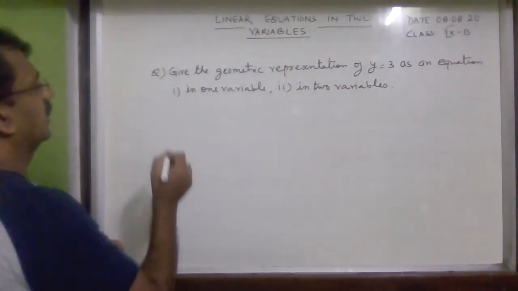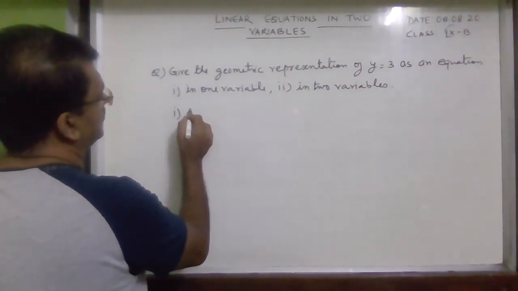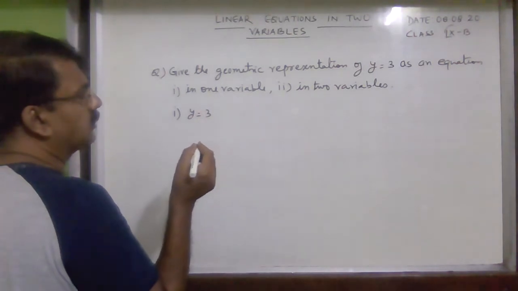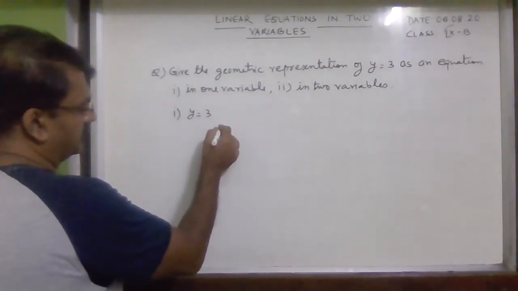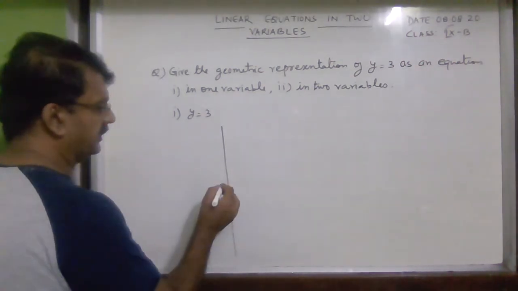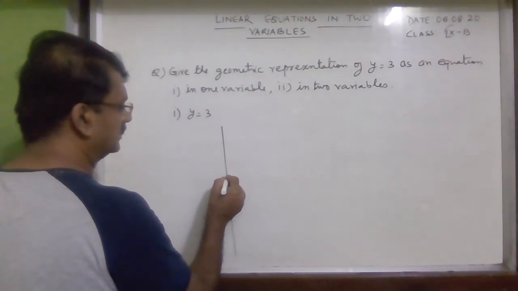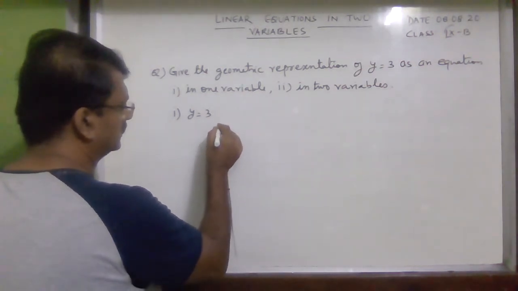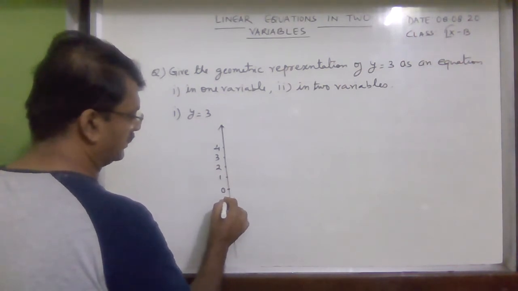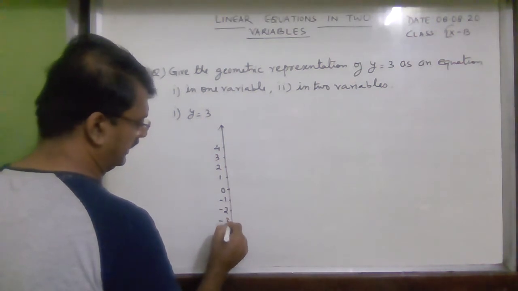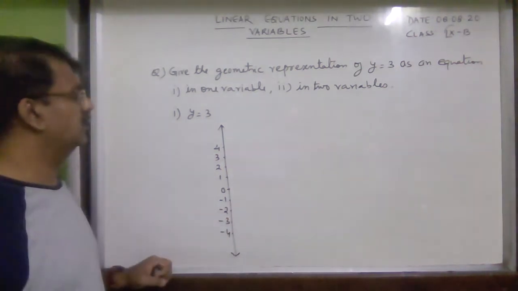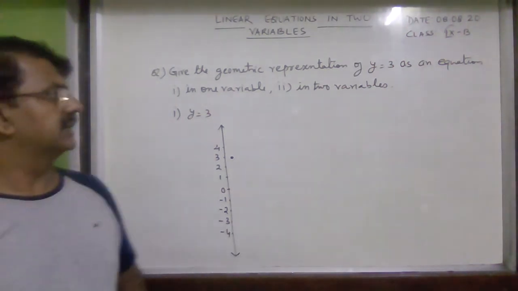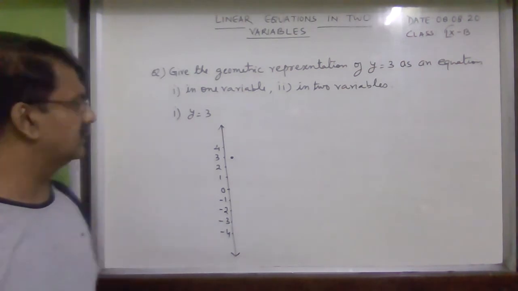Now, first part, it is given that y is equal to 3. Okay, now how to represent it geometrically? You draw a line parallel to y-axis. Now, zero, 1, 2, 3, 4, minus 1, minus 2, minus 3, minus 4, and now it is y is equal to 3, so simply put a dot on 3. So this is the graphical or the geometrical representation of y is equal to 3.